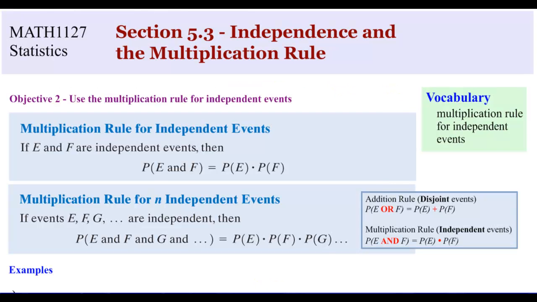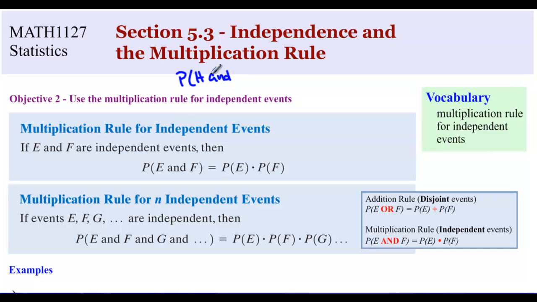All right, let's talk about the multiplication rule for independent events. So again, independent events mean that one does not impact the probability of another. So if we want the E and F to happen, then we're going to multiply the probability of E times the probability of F. Now keep in mind that probability has to be between 0 and 1. So it can be 0 or 1, but usually it's going to be a number in between. So if we are multiplying two numbers that are between 0 and 1, we're going to end up with a smaller number.